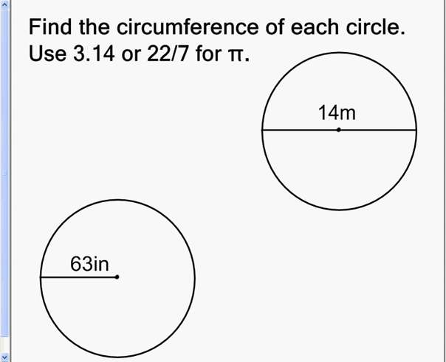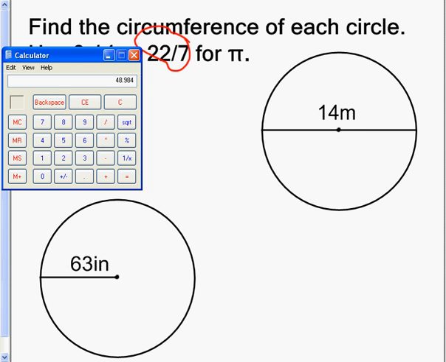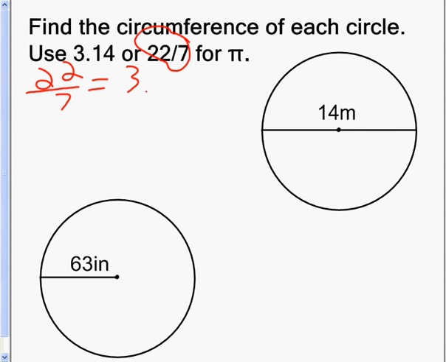Next, we're given a display here, and we're going to have to find the circumference of each circle. In this situation, we're going to explain why we would use 22/7. So plugging in 22/7 on a calculator, 22 divided by 7, I get 3.1428. So that's really close to pi. It just varies in our thousandths position.